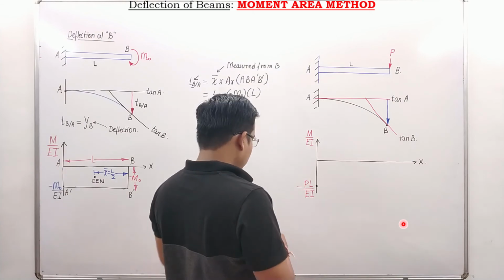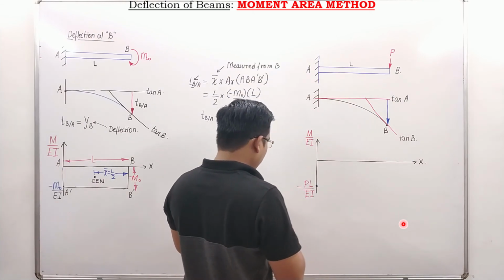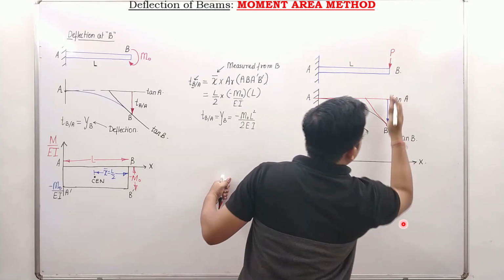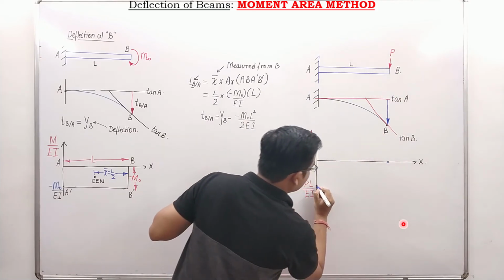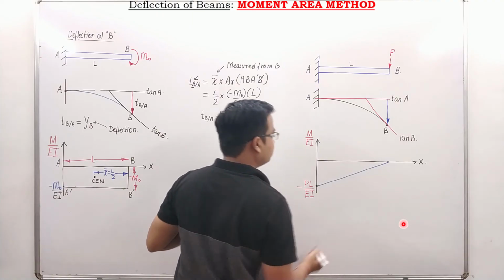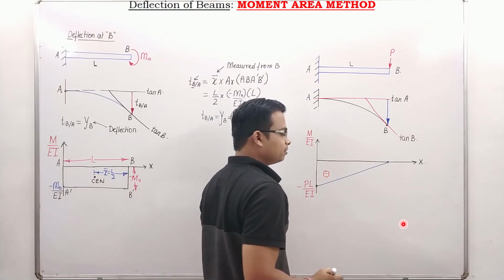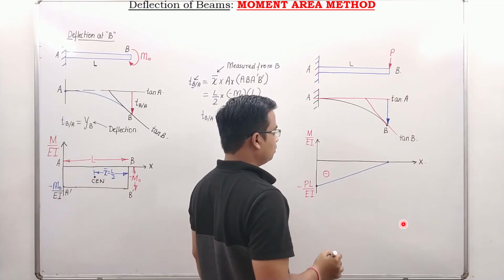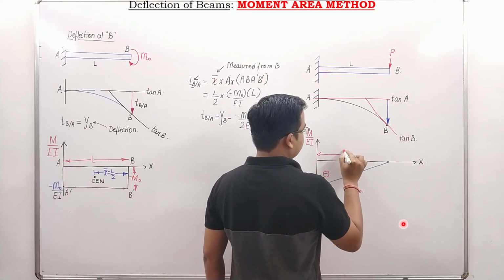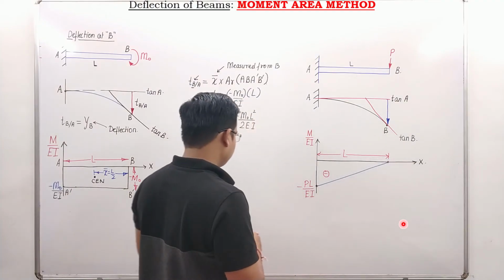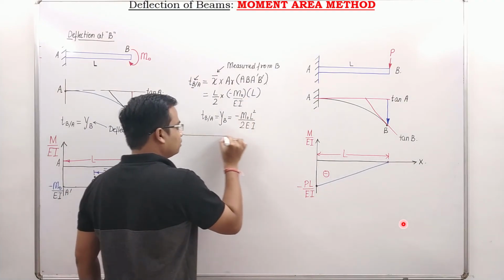So if you keep on joining all those points, where is the final point? Somewhere here. The curve which you are going to get would be something like this, right? And again, negative, negative, right? How much is this length? That's L.